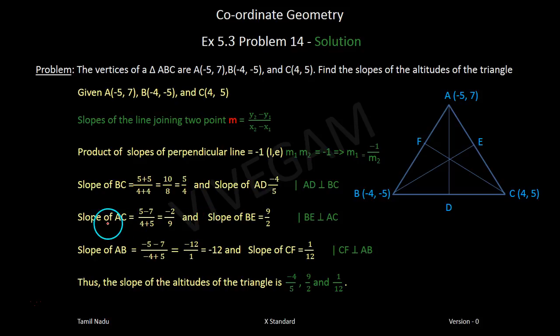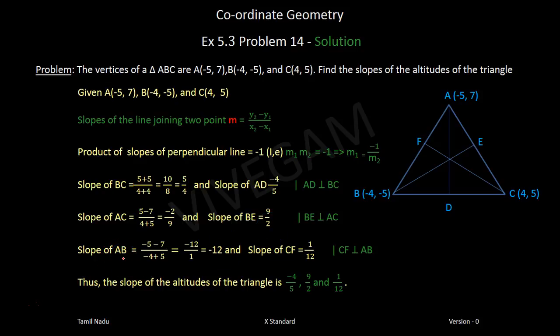Okay. Similarly, the slope of AC. This will be y2 minus y1, 5 minus 7, divided by 4 plus 5. Right? 5 minus 7 divided by 4 plus 5, that is -2 by 9. And the slope of BE will be the negative reciprocal of this. So it will be 9 by 2, and minus of minus will become plus, so it is 9 by 2, right?